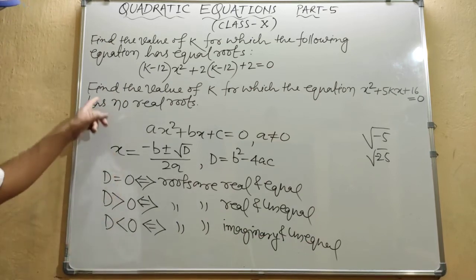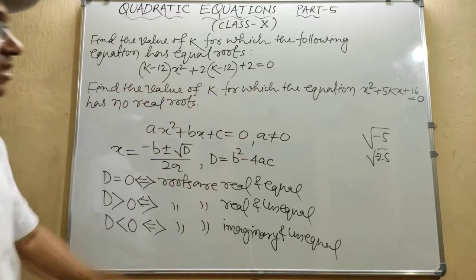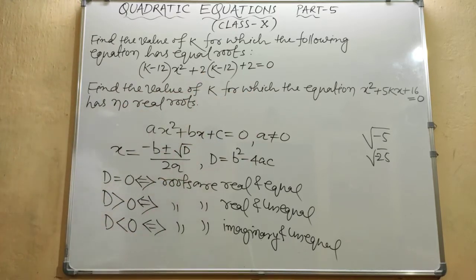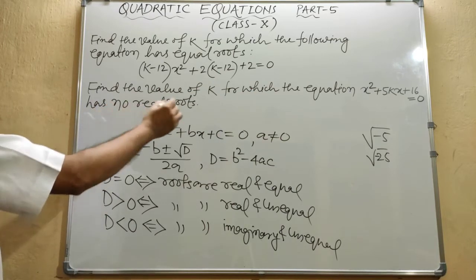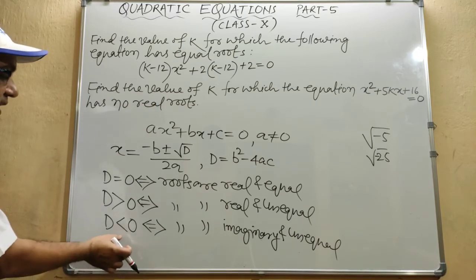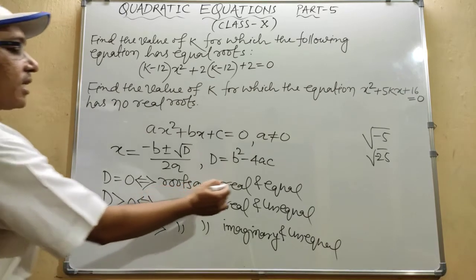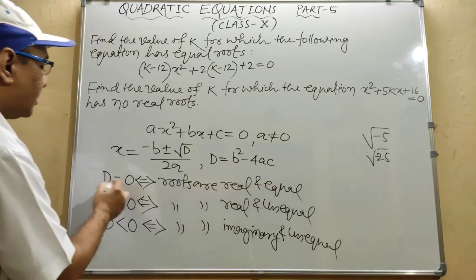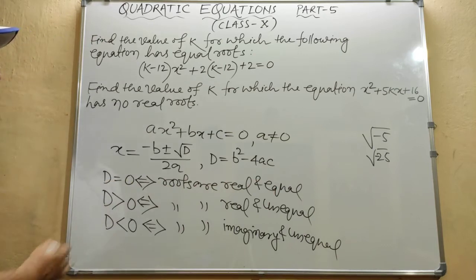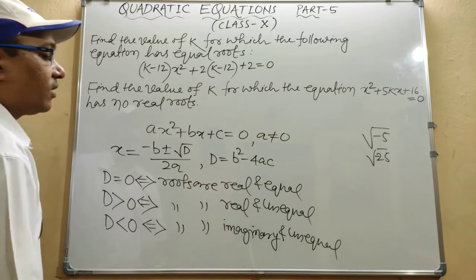ठीक है, तो ये जो आपका क्वेश्चन है, find the value of k for which the equation x² plus 5kx plus 16 equal to 0 has no real roots. No real root means both the roots are imaginary. Roots are imaginary only when d is less than 0. Okay, and roots are real and equal only when d is equal to 0. In that case roots are real and equal.